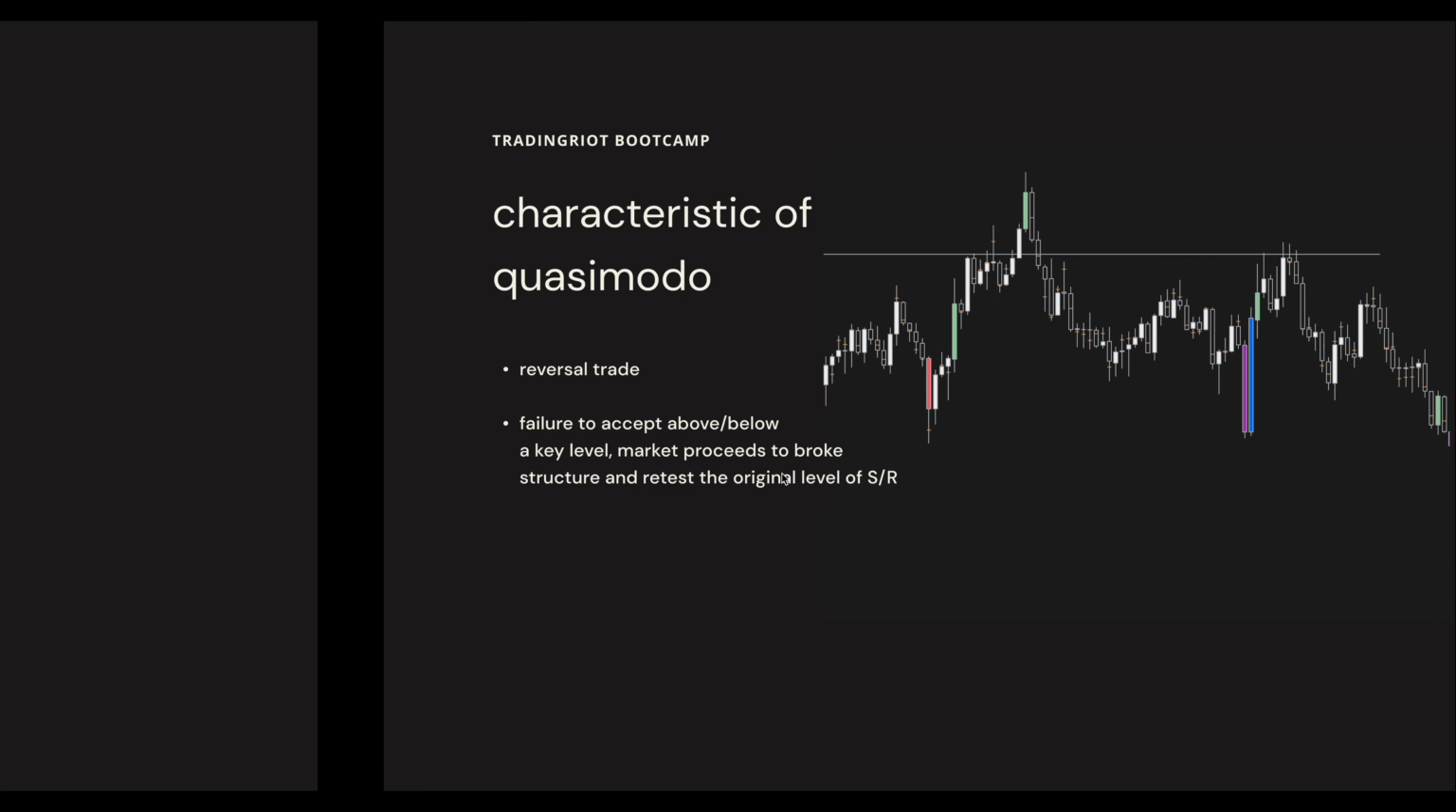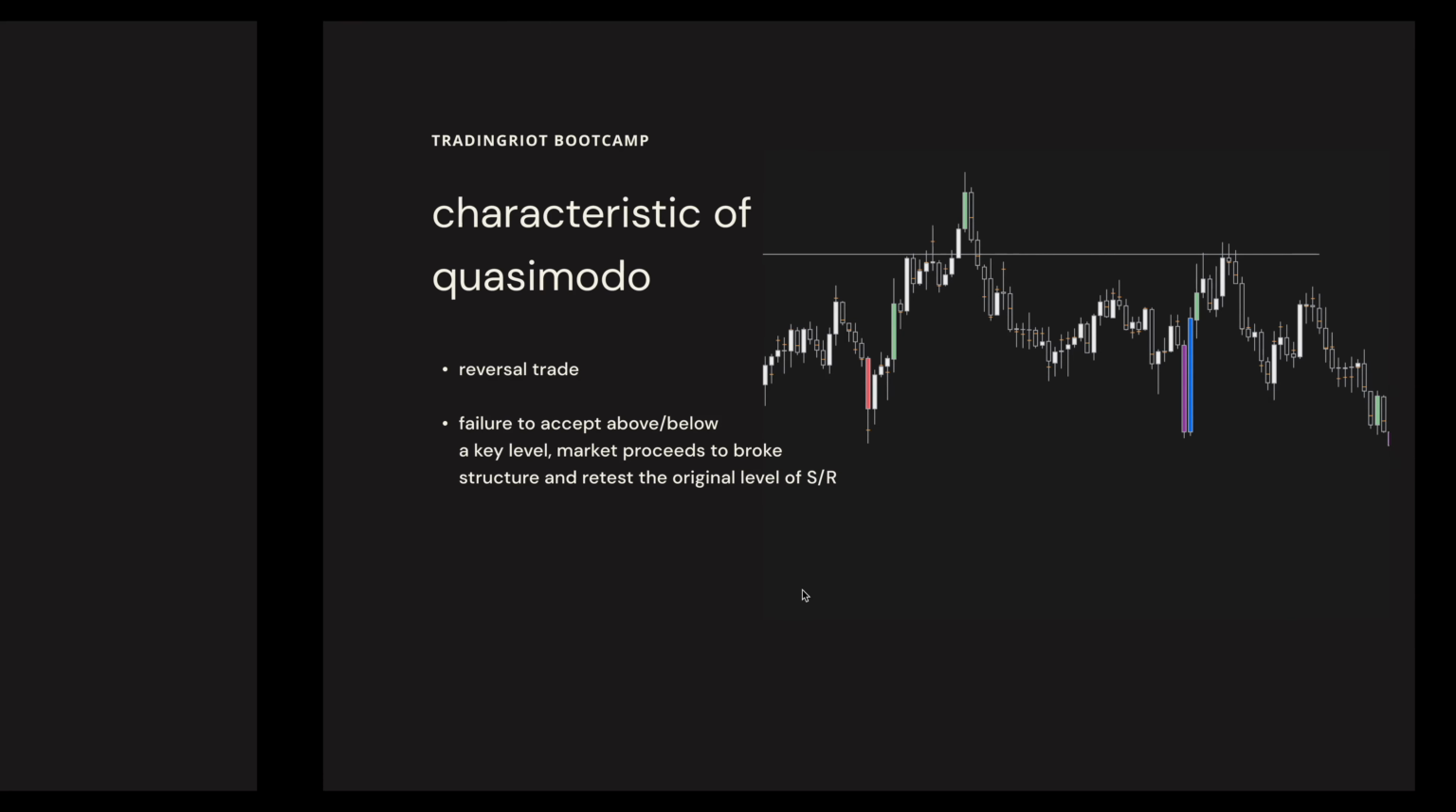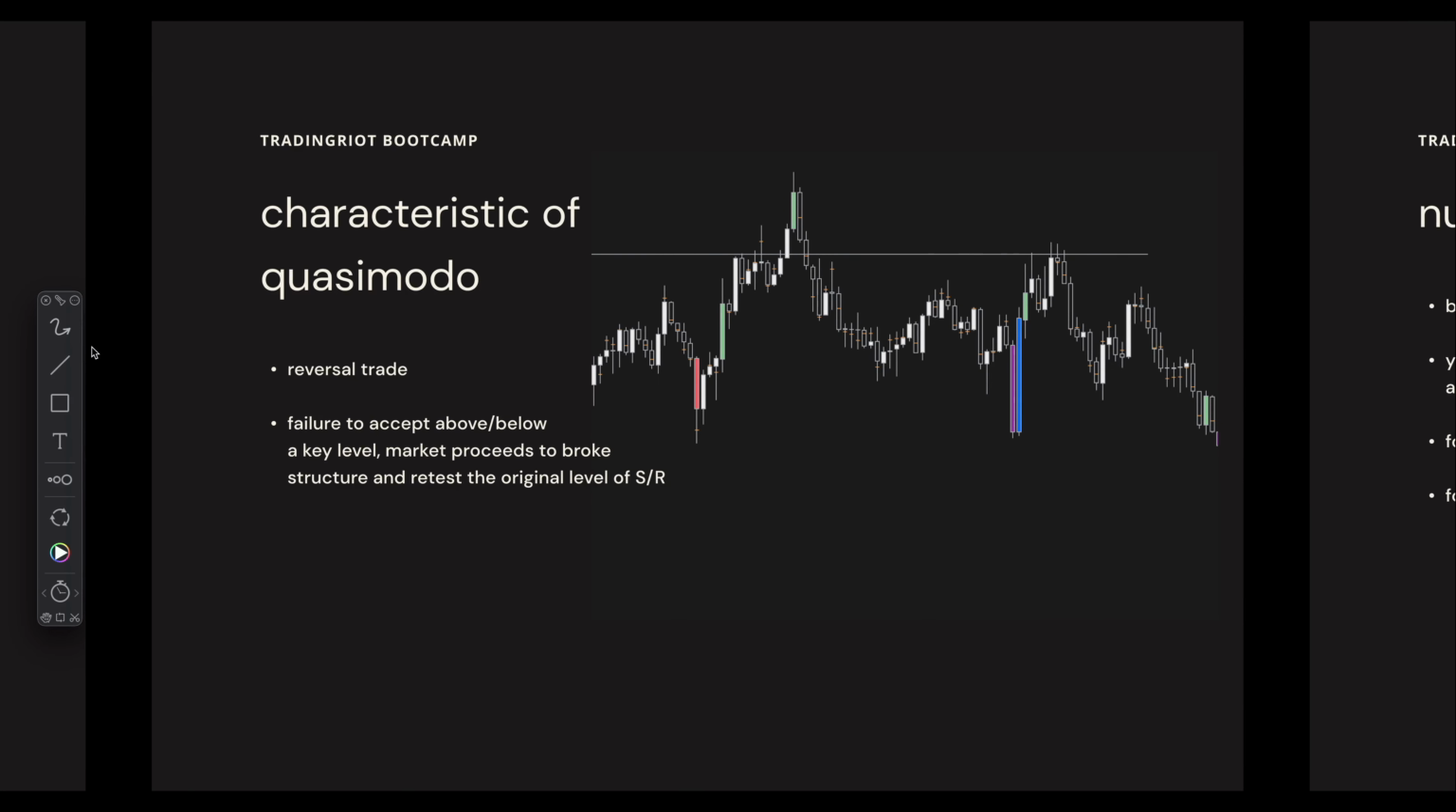You can sometimes see it as a continuation as well, which makes a really good continuation when you are in an established trend. Market is going to do something like this, for example, where you have this kind of failure of breakout in an established trend. So it's not always a reversal trade. You will find some examples of continuation.